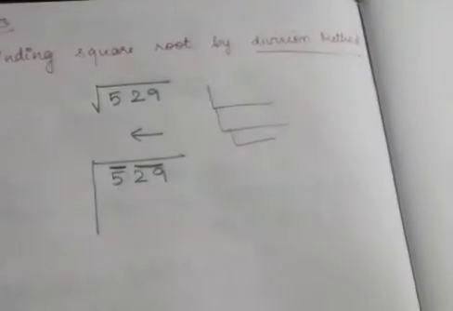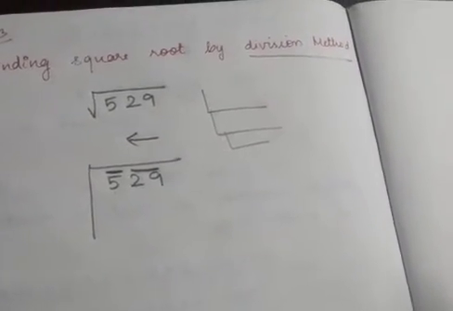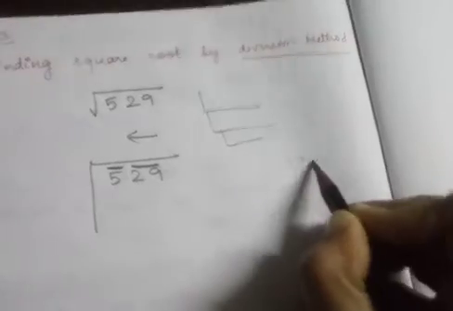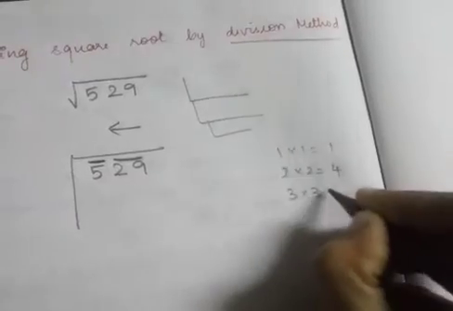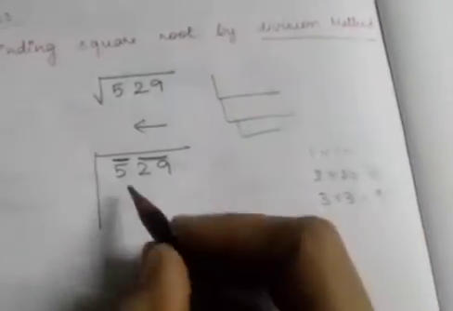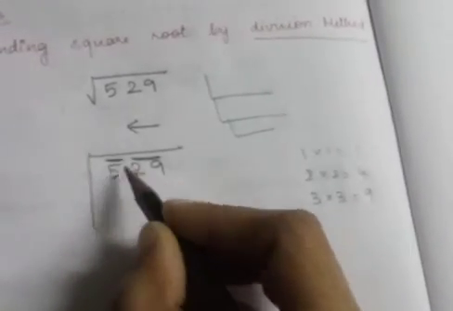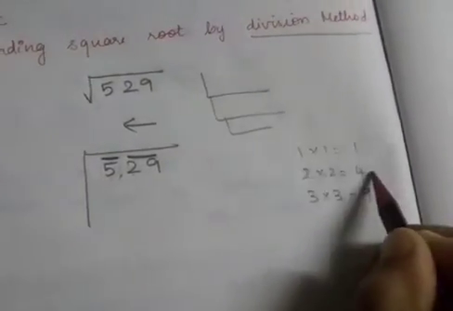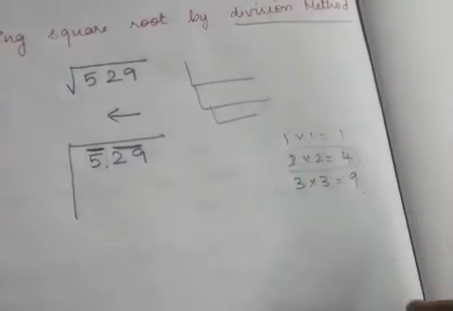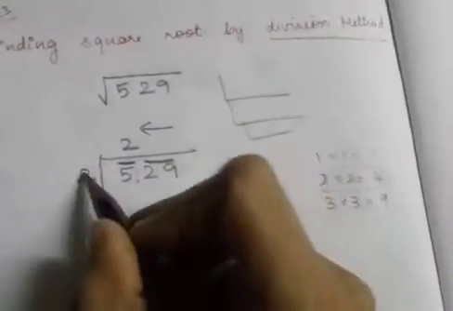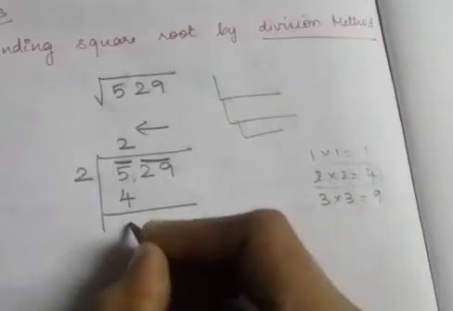Now you have to find the square number. What is 1 square? 1 into 1, 1. 2, 2 into 2, 4. 3 into 3, 9. So first you should take the pairs, not a single digit. First you should take this one, because only one bar is there. First you take this 5 alone. This 5 is less than 9, so you should take the value 2. 2 into 2. You should take only the square numbers, children. 2 into 2, 4. Remainder 1.